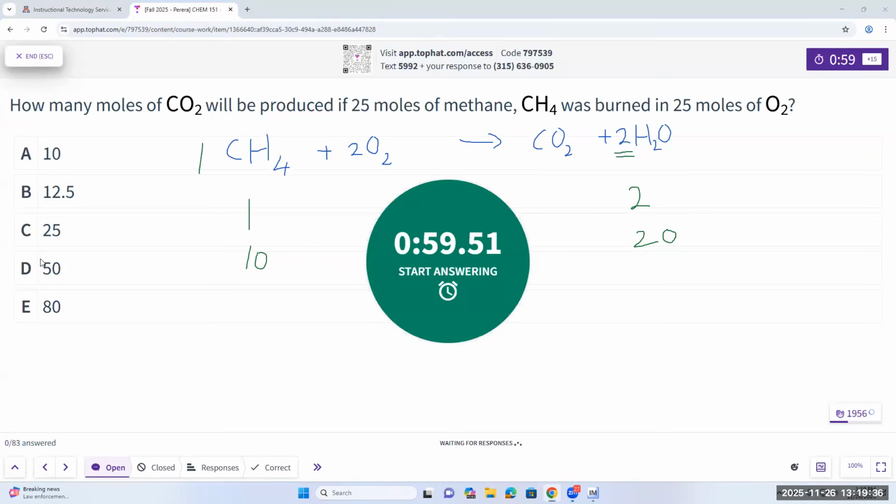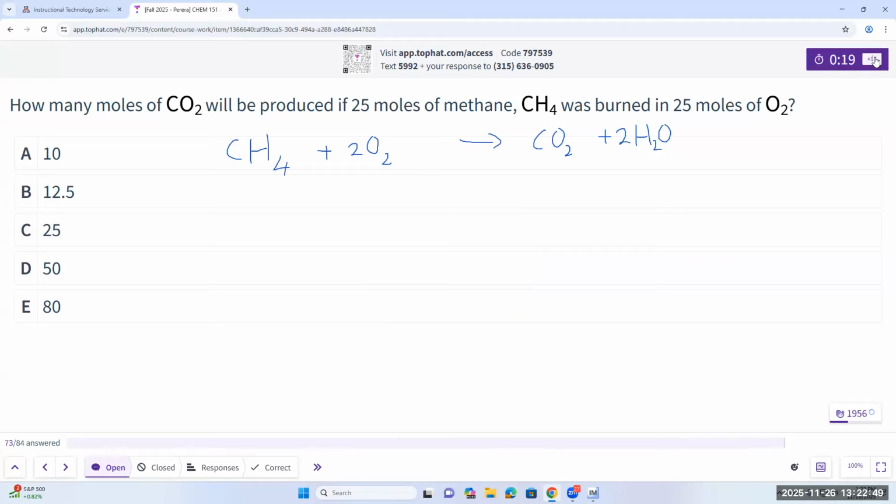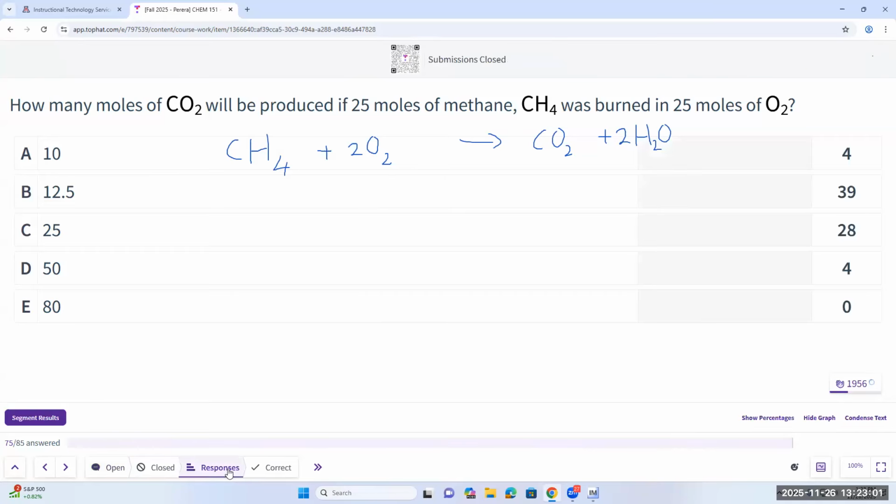Same chemical reaction. This question, I have more than 90% now. I'm going to close this question in 5, 4, 3, 2, and 1. Okay. So we are mainly between B and C. I have a feeling one of them is correct, not both of them. All right. Let's see which one is correct.